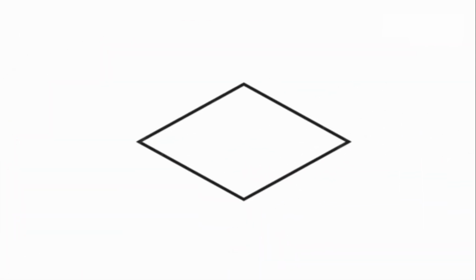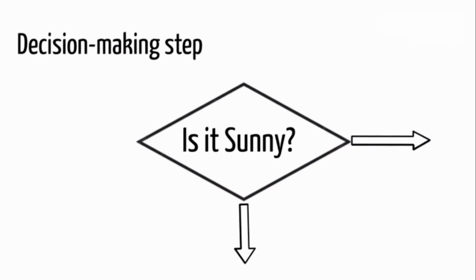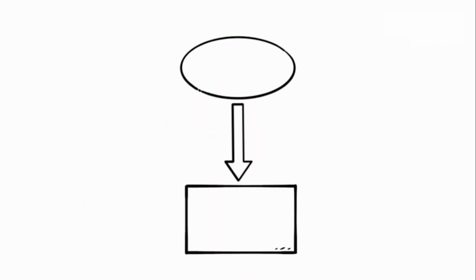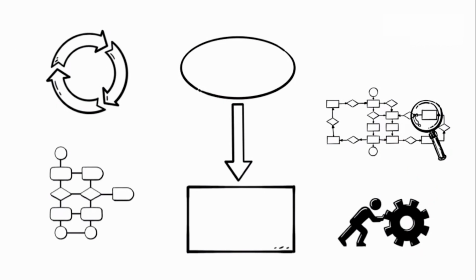4. Diamond. This shape is used to show the decision-making step in a flowchart. A question is asked in the diamond and the next step is yes or no. 5. Arrows. These are used to connect the steps in a flowchart, to show the flow or sequence of the problem-solving process.